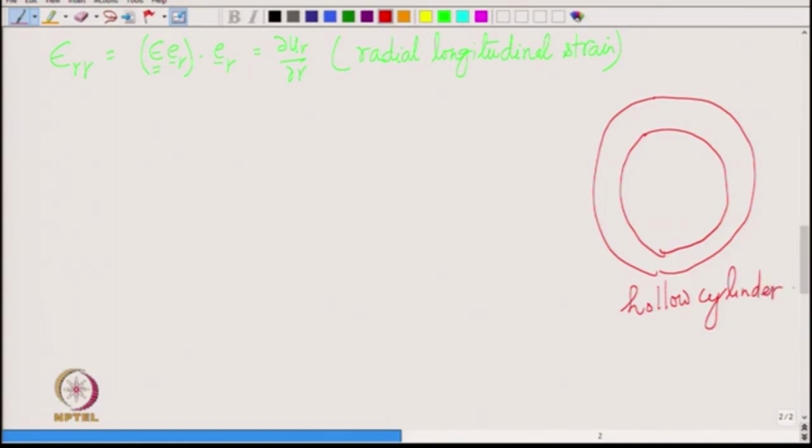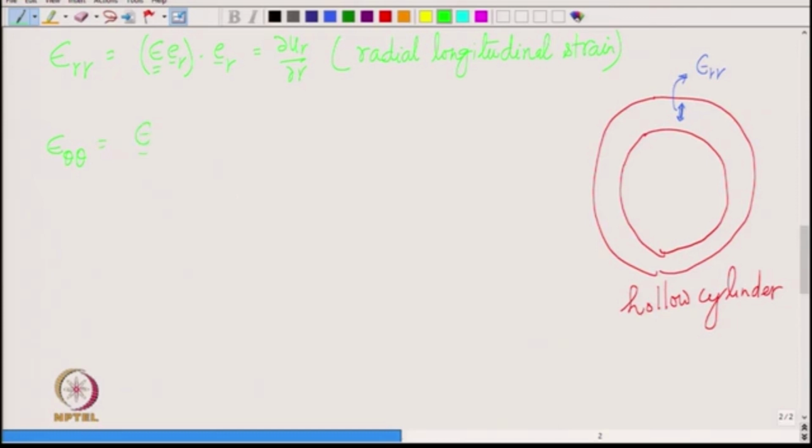And any radial line element here would be a line element in the radial direction, and we are talking about the strain, the longitudinal strain in this particular radial line element, and that is epsilon r r. Okay. Similarly, epsilon theta theta. What is epsilon theta theta?